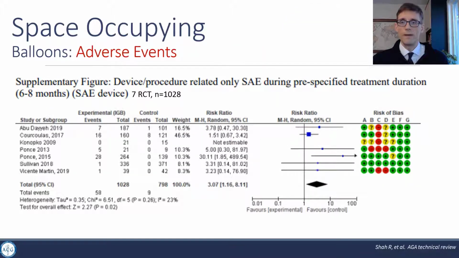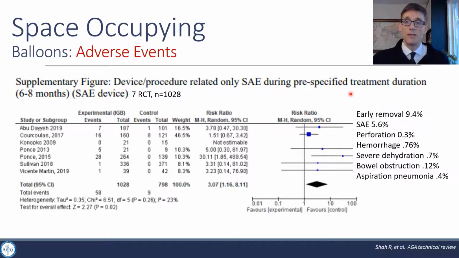Continuing with adverse events, we have an AGA technical review that looked at 7 RCTs and over 1,000 subjects, and the quality of evidence was fair here. And you can see overall there was a 5.6% SAE rate, with perforation and hemorrhage and various complications relatively low in incidence, and early removal about 9.4%. And in general, the gas-filled balloons fared a little bit better from a tolerance standpoint.